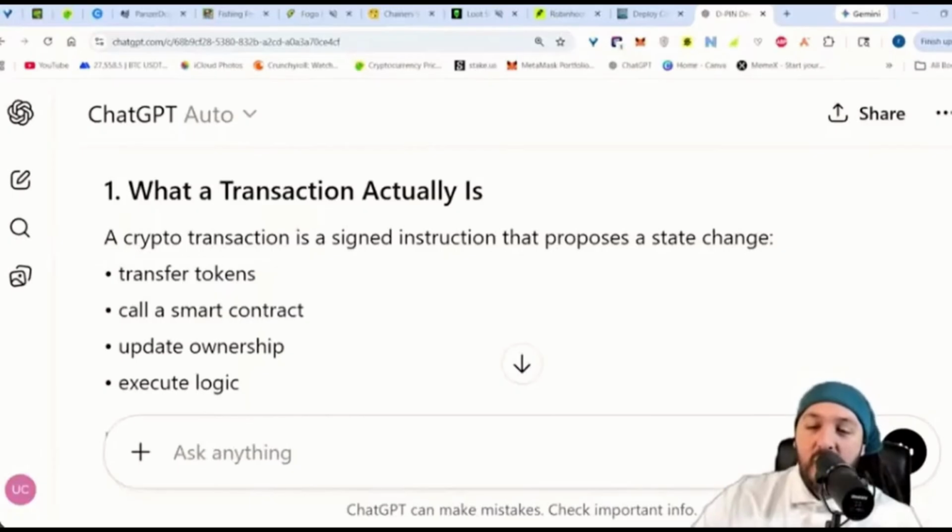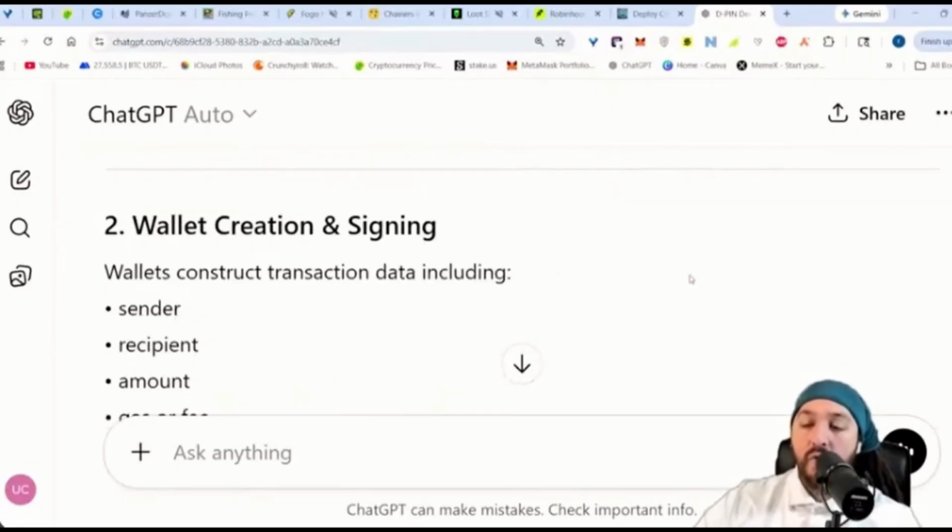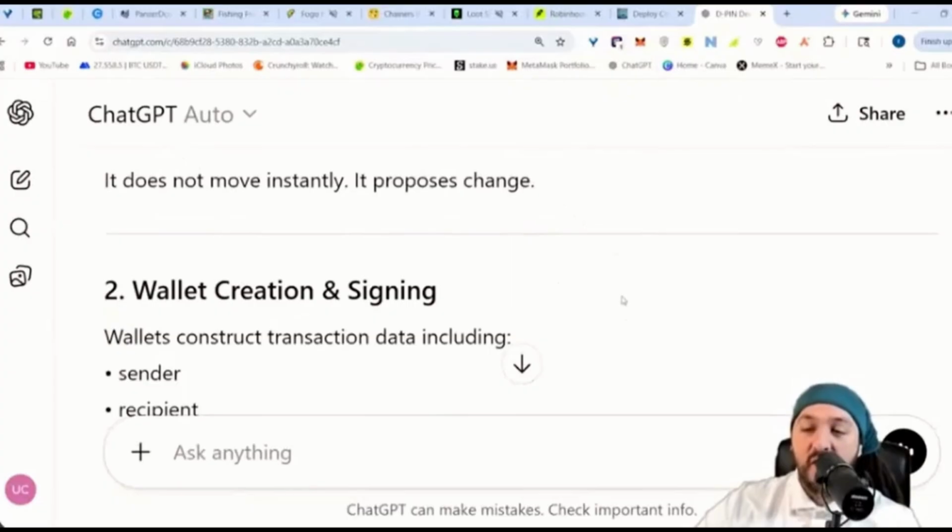A crypto transaction is a signed instruction that proposes a state change, a transfer of tokens, call a smart contract, update ownership, execute logic, just some examples of the different types of transactions that go on. It does not move instantly. It proposes change, right? So it proposes the change, and then the change has to go through all the necessary steps of validation to finally be included in a block, taken out of the mempool, included in a block, and then you get what you consider finality.